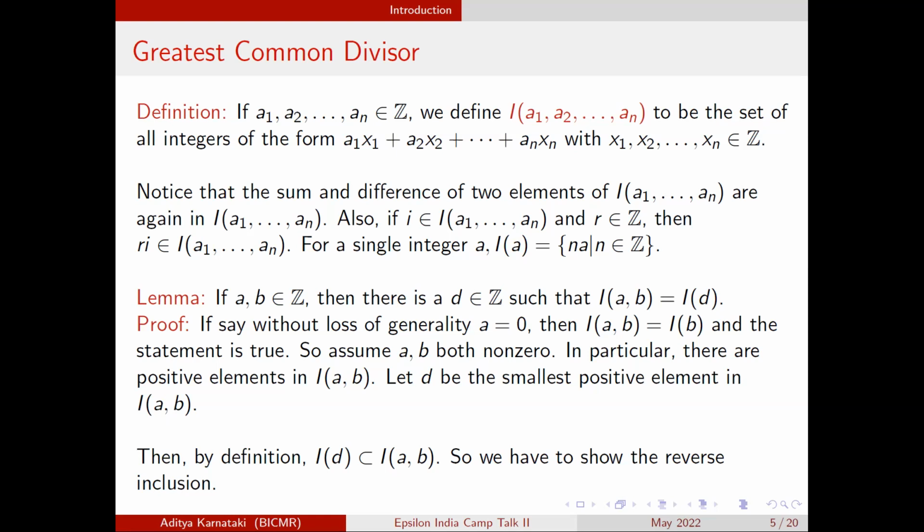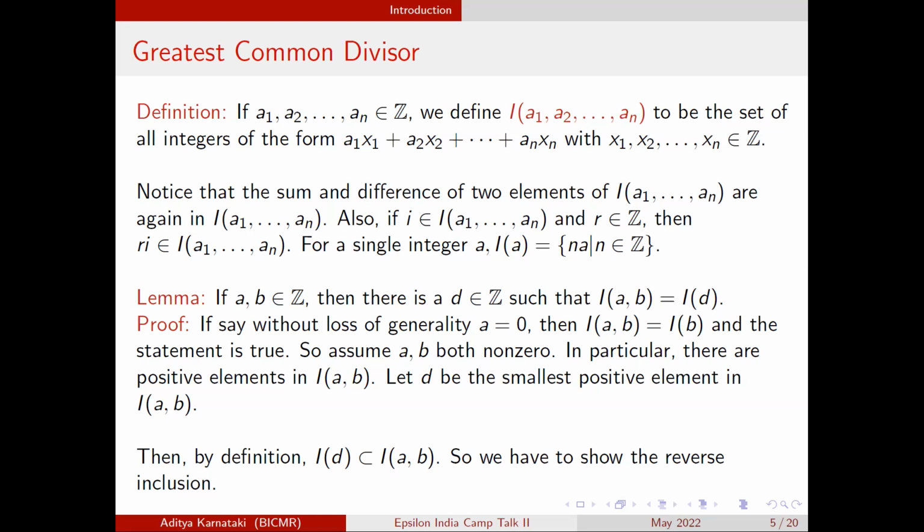We saw that in the second paragraph on this slide. Which means that all multiples of D are going to lie in I of AB. And so I of D is all multiples of D. So I of D lies in I of AB. Okay, so far? Anybody have any questions?